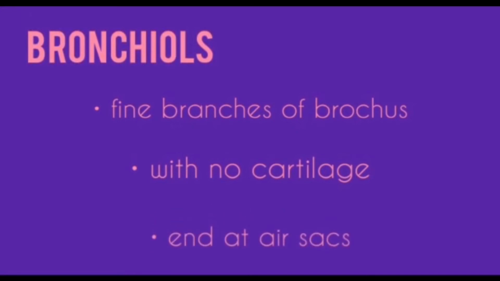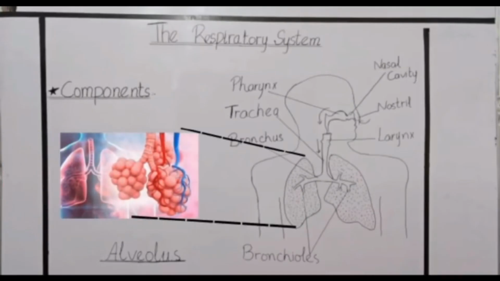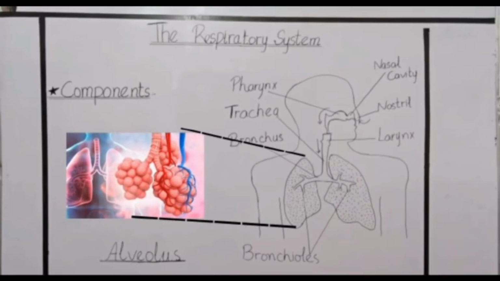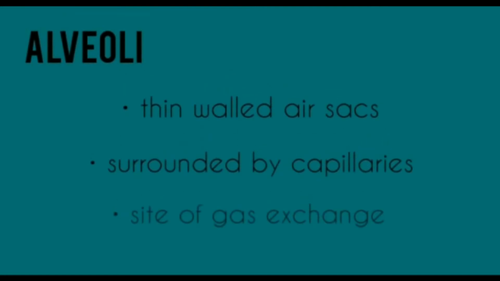The ends of the bronchioles have air sacs which we call alveoli. Alveoli are the structures of which lungs are made. Their walls are very thin and they are completely surrounded by capillaries for the exchange of gases.